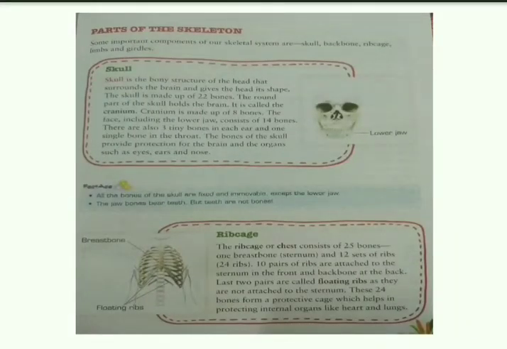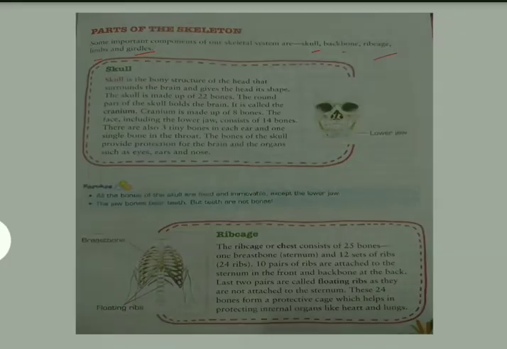Hello everyone. In today's class, we will learn about the main parts of our skeletal system, which are skull, backbone, rib cage, limbs, and girdles. All these parts together form a skeletal system. Now, first, let us begin with the skull.